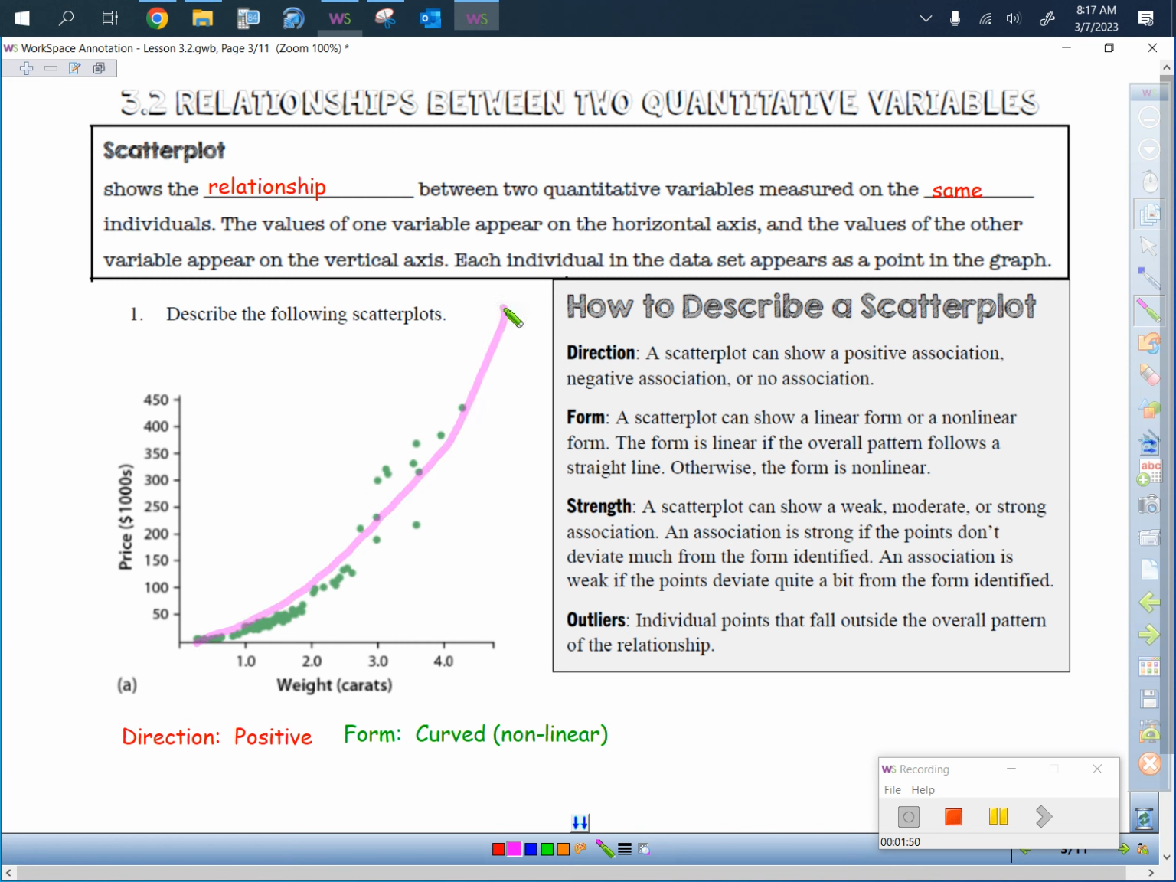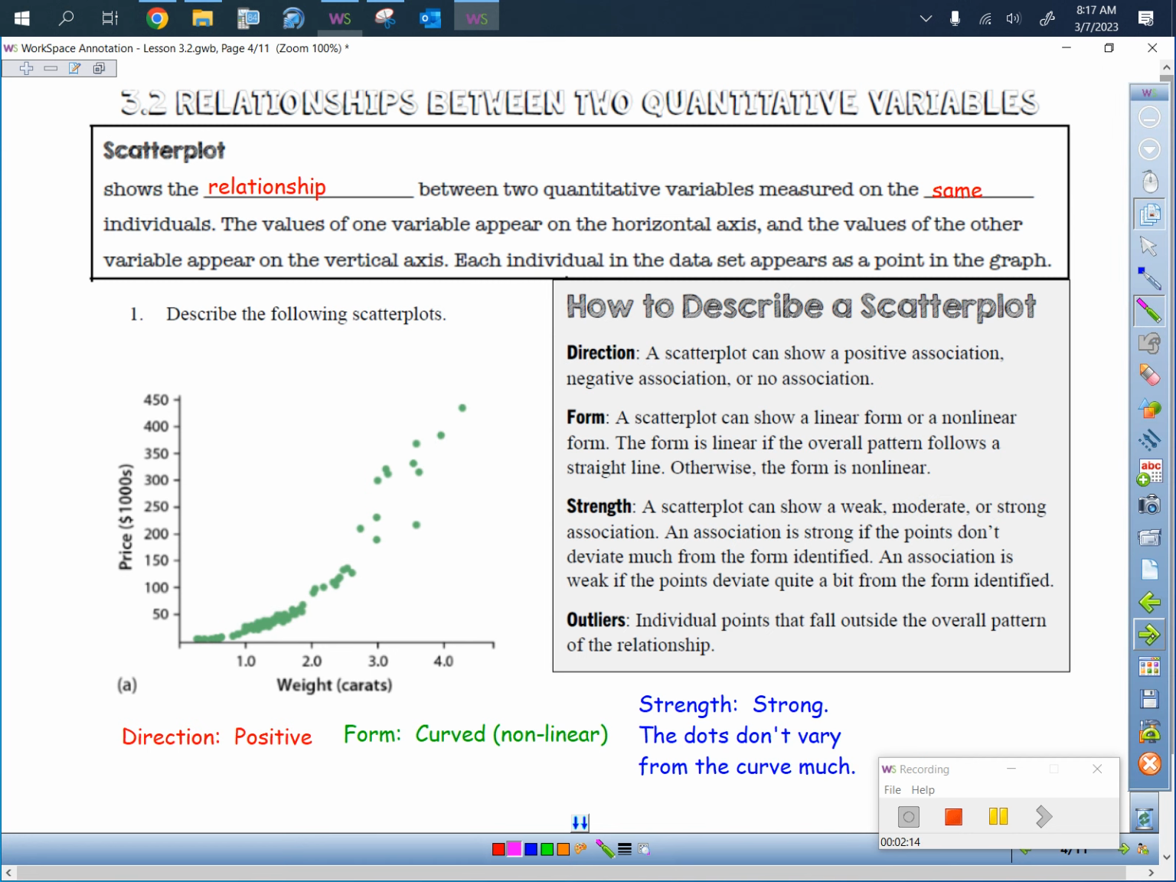Now, based off of that, saying that it has a curve pattern, they want to know what the strength of that is. Are the dots really close to the pink curve that I've drawn, or are they far apart? So there's a strong association, a moderate association, or a weak one. What would you gauge on this one right here? Strong, moderate, or weak? I'd say that's pretty strong, right? The dots don't vary much from the curve, so that is definitely a strong association, strong strength.